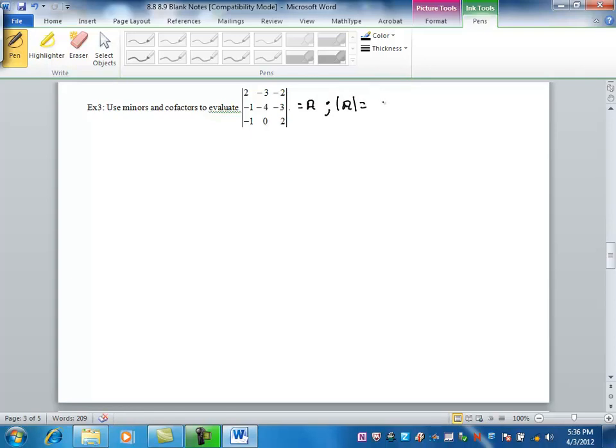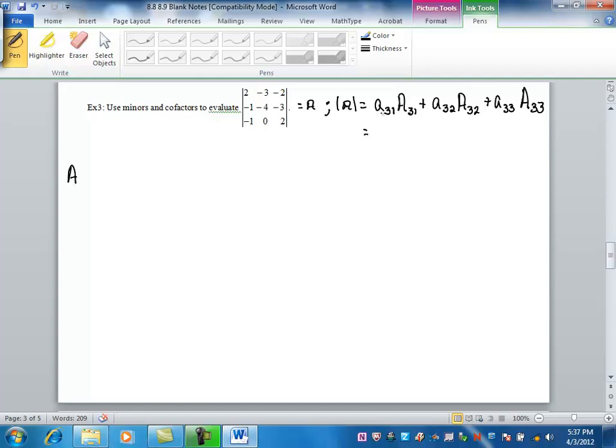We are going to look at element row 3, column 1 times that particular cofactor, plus the element in row 3, column 2 times that particular cofactor, plus the element in row 3, column 3 times that particular cofactor. And so let's find our cofactors here. First, before we do that, guys, let's note something here.